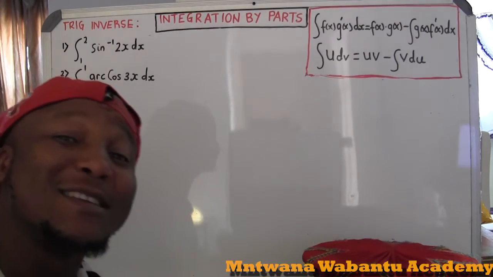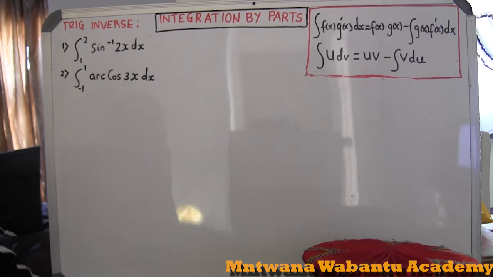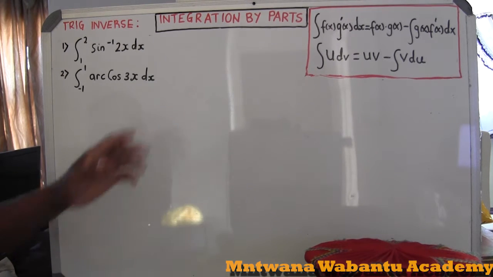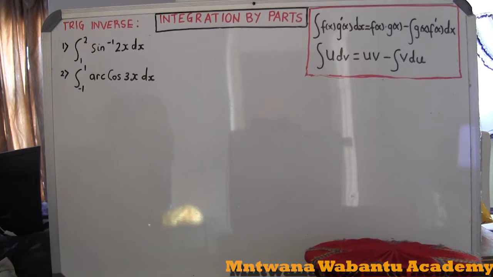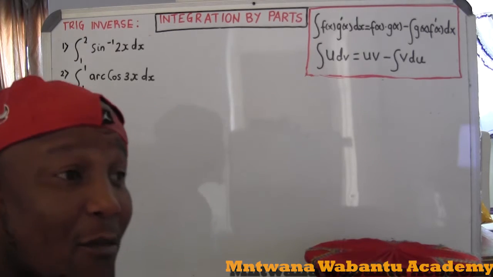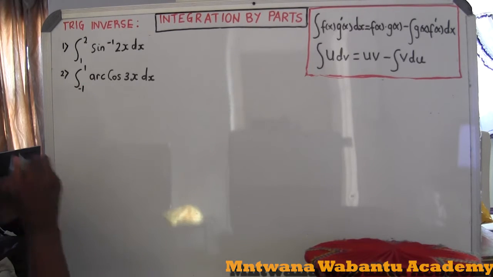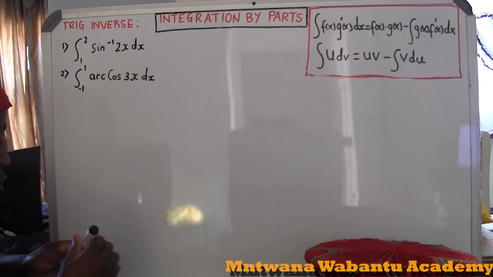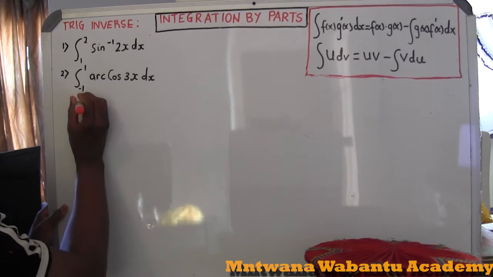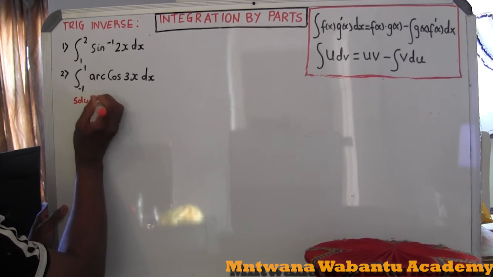So now let's see how we can solve this. First and foremost, we're going to write a formula. Like I said, it's integration by parts, but it has an inverse trigonometric function. So we're going to write the formula first. Okay, so our formula, solution. We're going to start the solution for the first one.